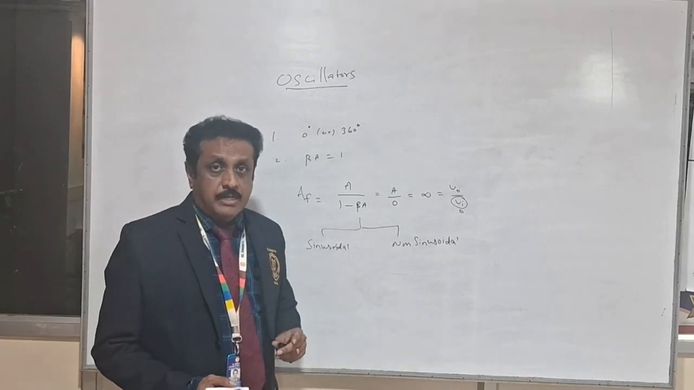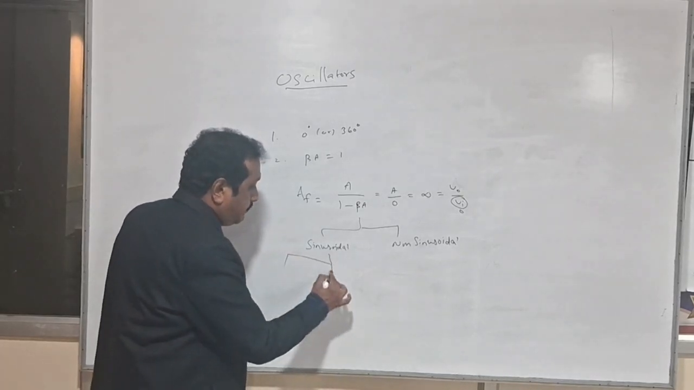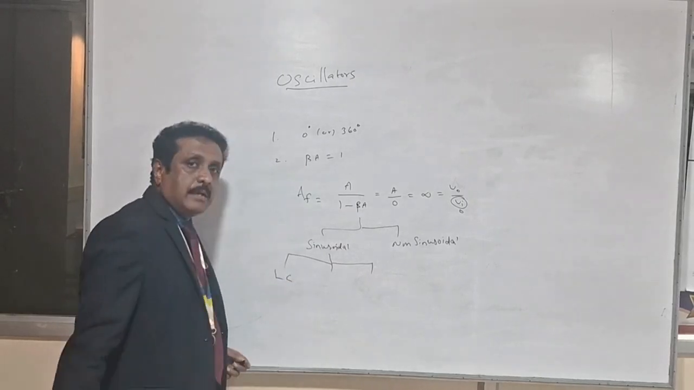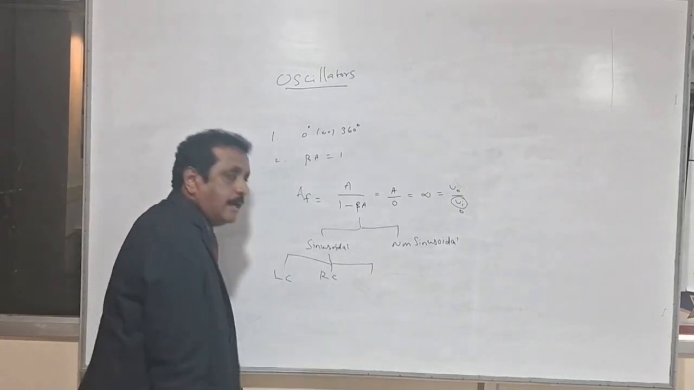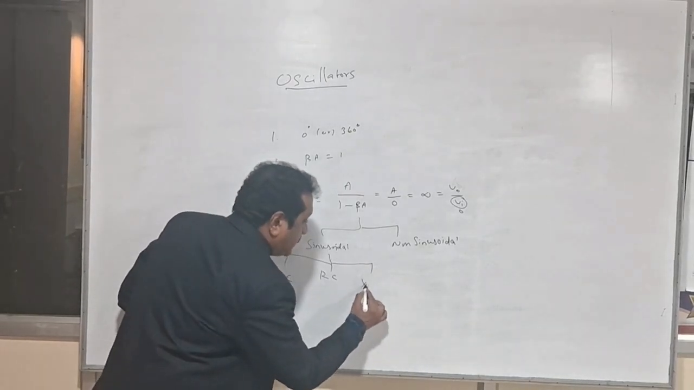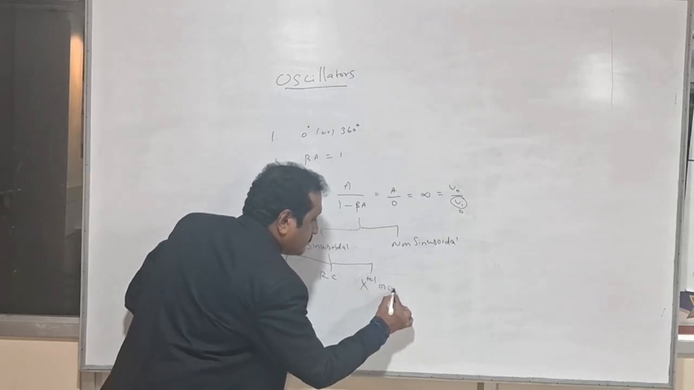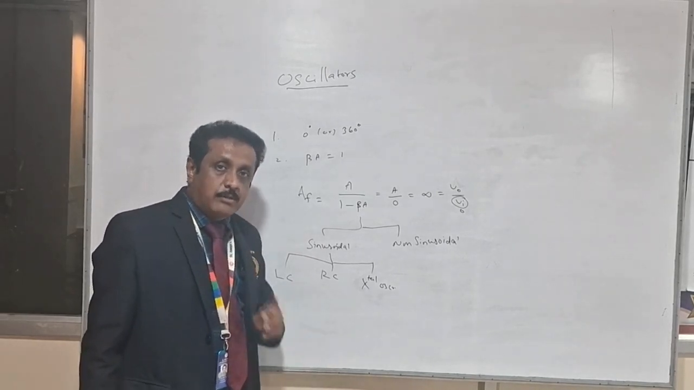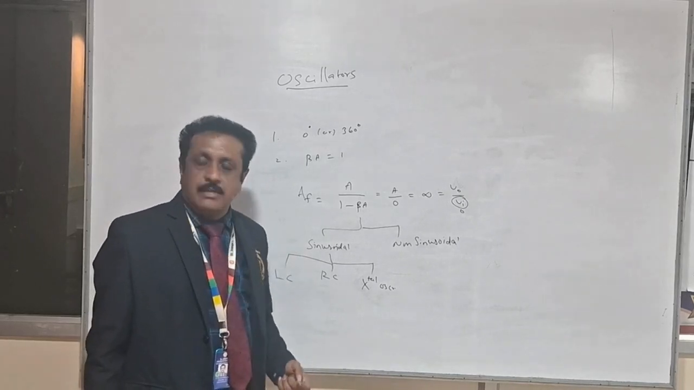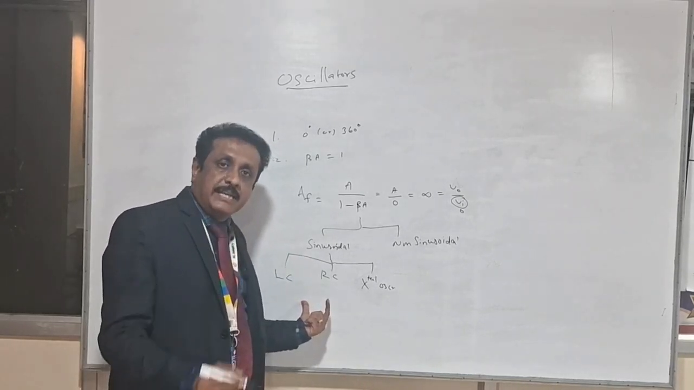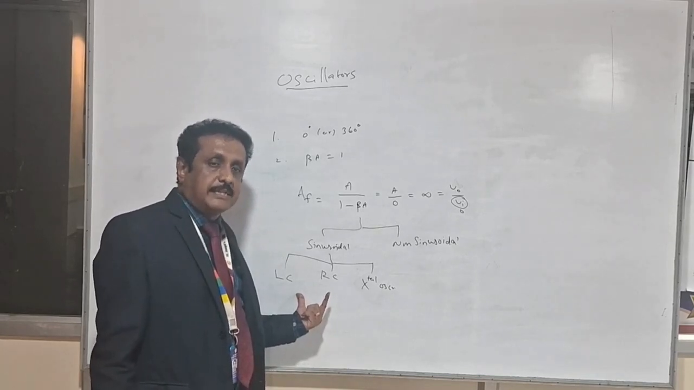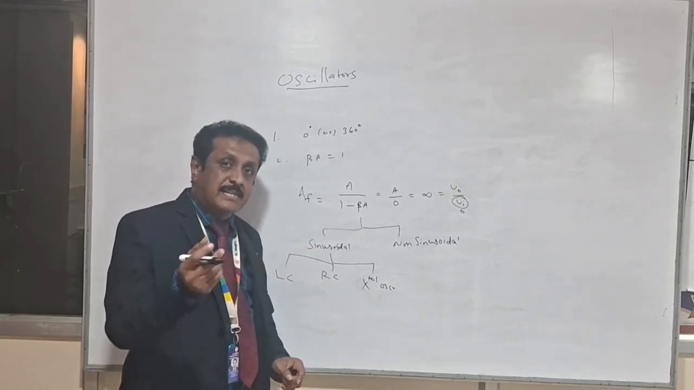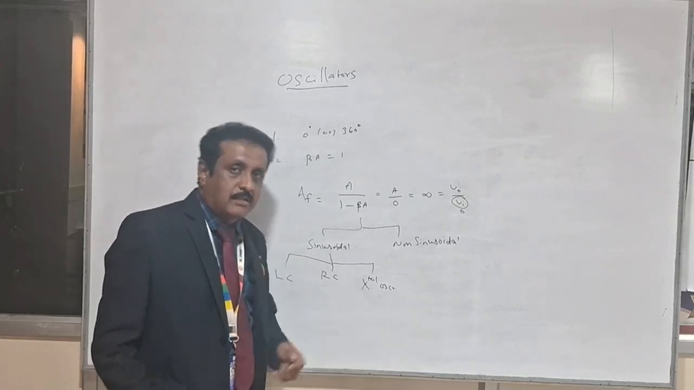The sinusoidal oscillator is further classified into three. One is the LC oscillator, the second one is the RC oscillator, and the last one is the crystal oscillator. In LC, the inductor and capacitor play a vital role. The key elements of the LC oscillator are L and C, and the heart of the RC oscillator is a resistor and capacitor, RC. And the final one, crystal: here the crystal plays a vital role, it is the heart of the crystal oscillator.